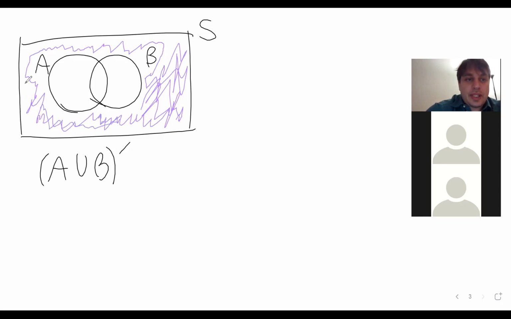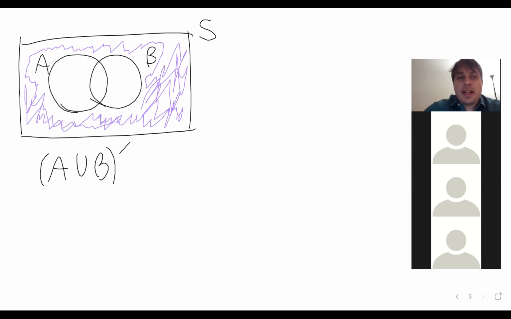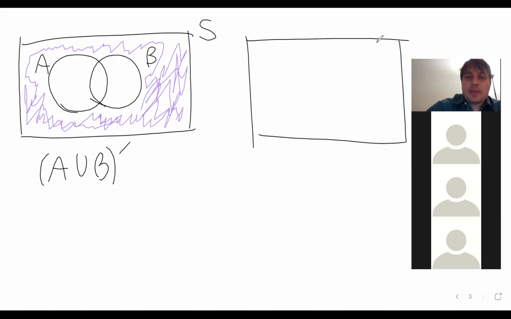Professor, what about A intersection B? Right, that's a separate one. One De Morgan's law says the complement of A union B equals A prime intersection B prime. Yes, okay, I'll show you that one.